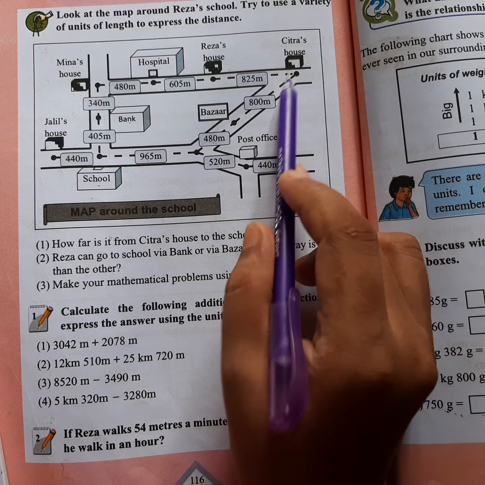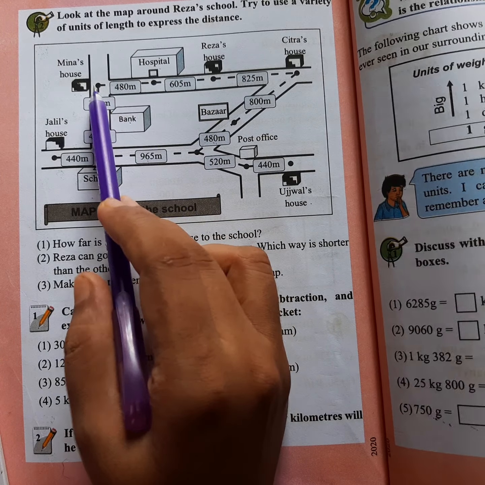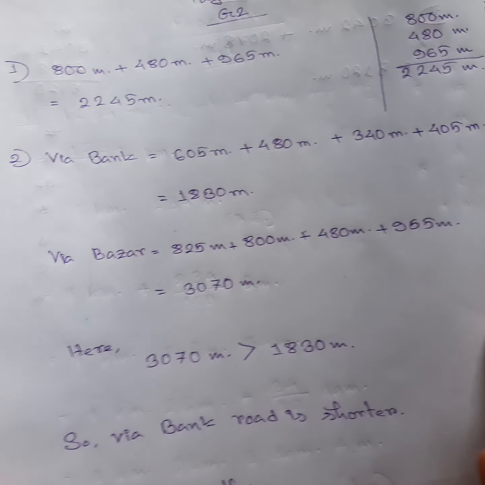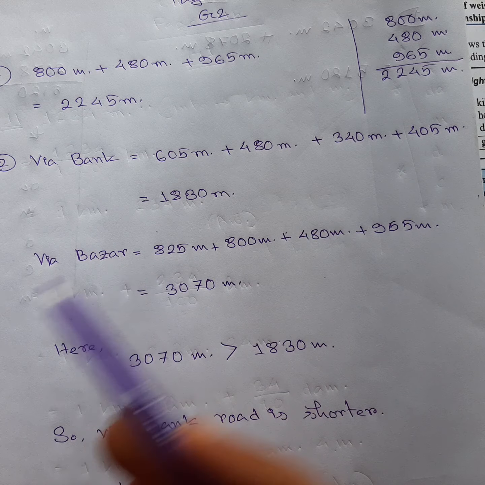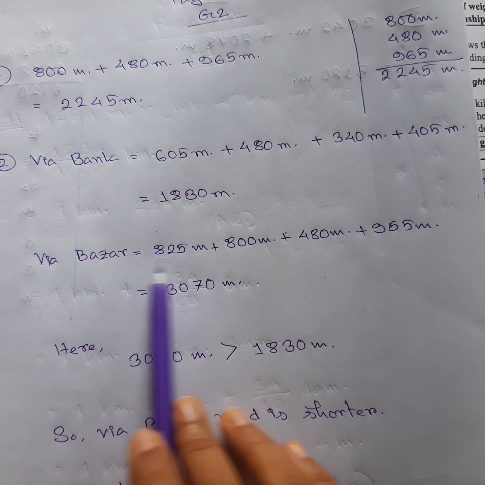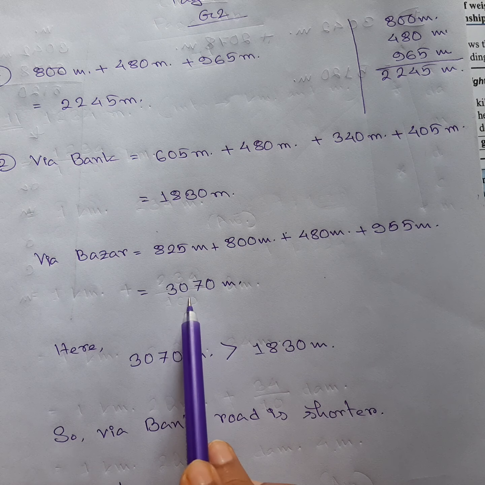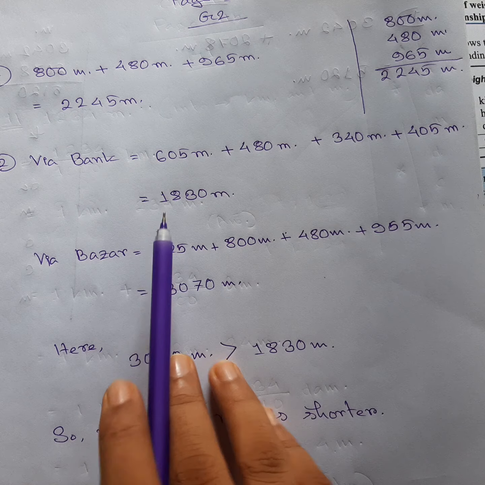We are adding that part, that part, that part and that part, and then we are adding that part, that part, that part and that part. Now let's see. As I said, I have already added the parts of Bank Road and the parts of Bazaar Road, and you see the answer. Bank Road is pretty smaller than Bazaar Road, so he should go via Bank Road, right?